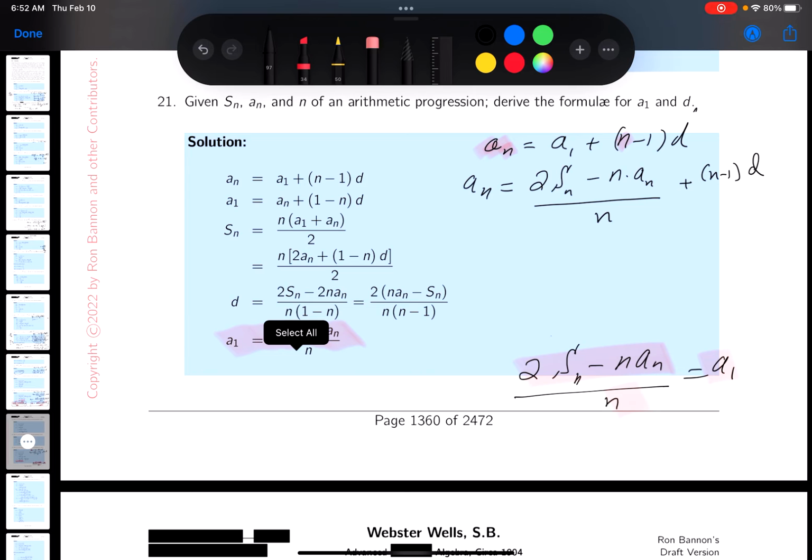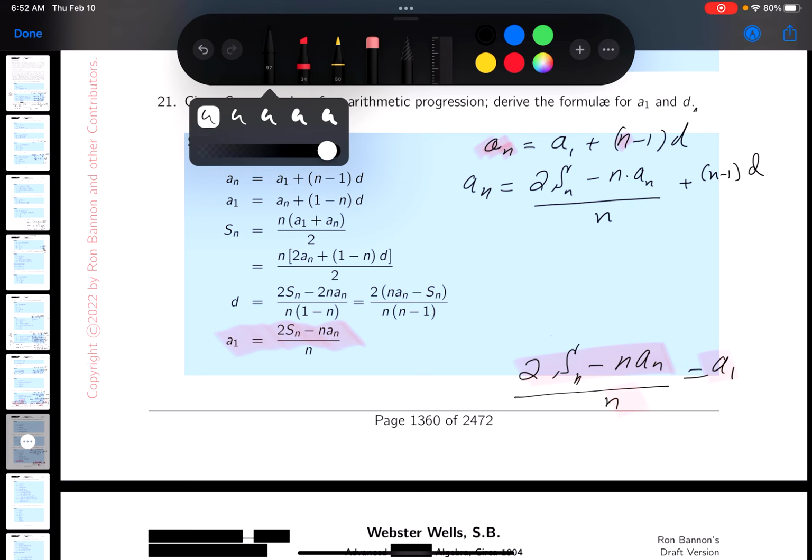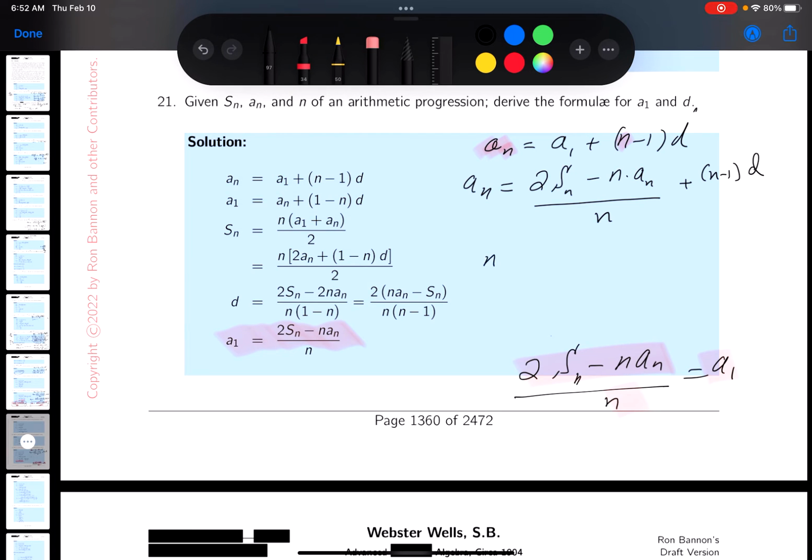All right, in that formula, the only thing I don't know is D. So I need to solve it. And the way I'm going to do that, I'm going to multiply both sides by N. And you're going to get N times AN. Now, when I say AN, I really should be saying A sub N. But it's typical to say AN. This would be 2SN minus N AN plus N minus 1D. Well, I'm almost there. I'm going to try to collect terms on one side and get that D isolated if I can.